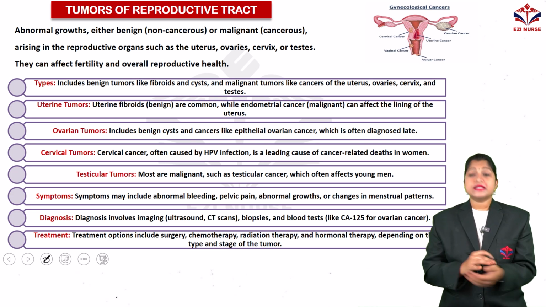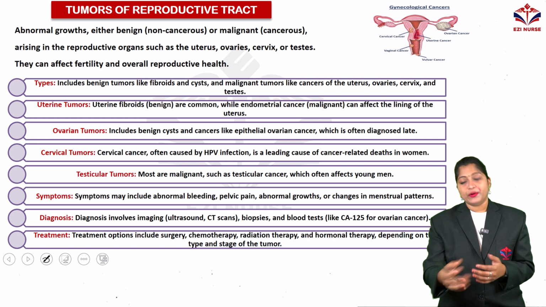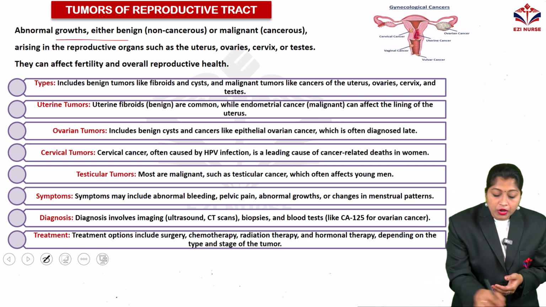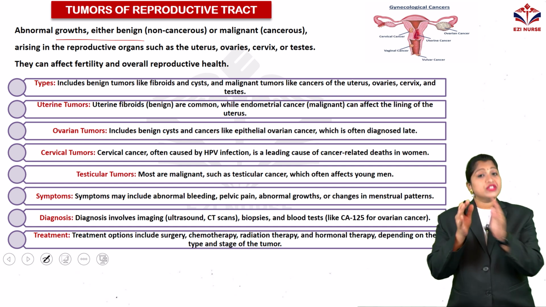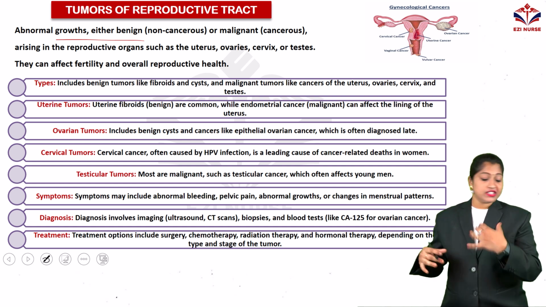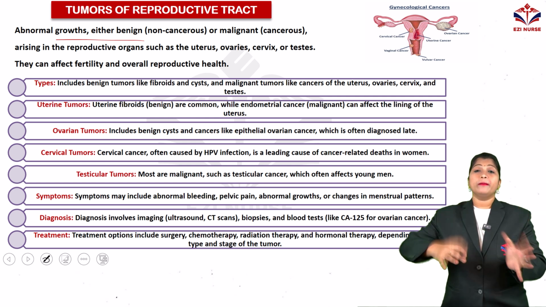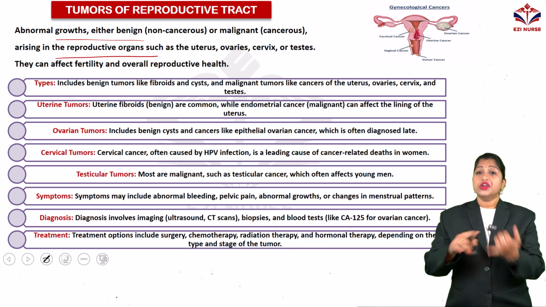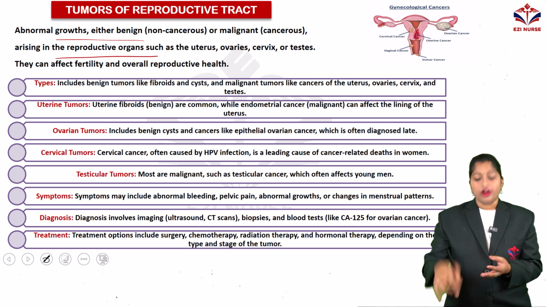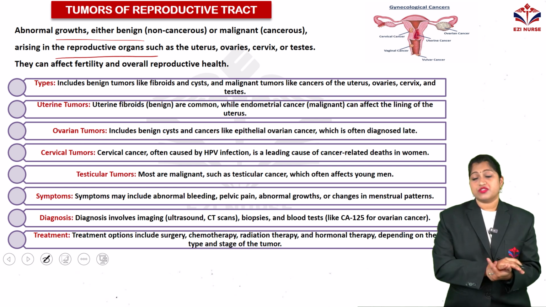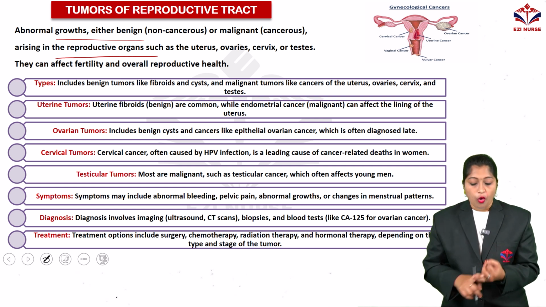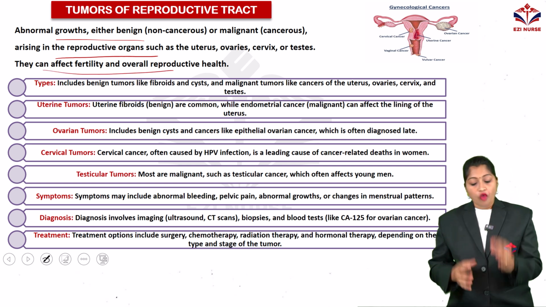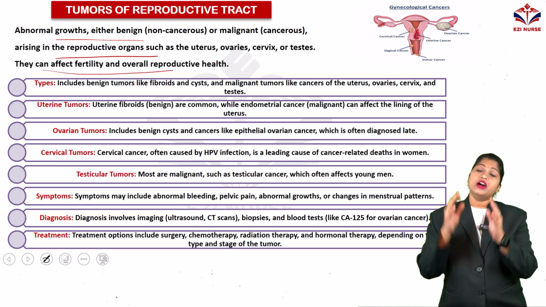So let's move on to our next important question, that is tumors of the reproductive tract. So basically what are these tumors? They are abnormal growths. They can be either benign, which is non-cancerous, or malignant, which is cancerous, that is, spreading from one place to another, arising in the reproductive organs. For example, uterus, ovaries, cervix or testis. We are speaking about both males and females. Here it can affect the fertility and overall reproductive health in a person.